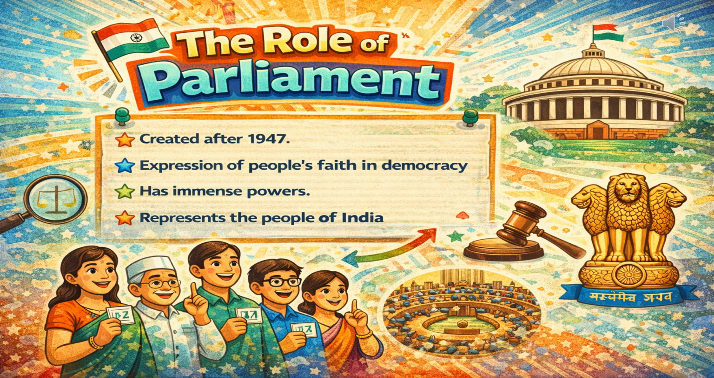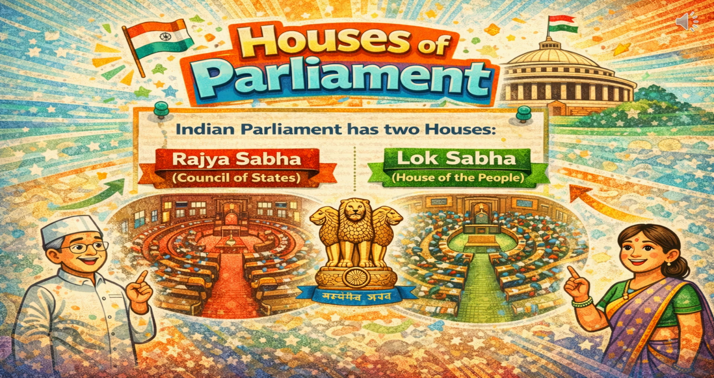After independence in 1947, parliament became the voice of the people. It shows the people's faith in democracy. Parliament has immense powers and represents the entire nation. Let us now understand its structure. The Indian Parliament has two houses: a Rajya Sabha, the Council of States; a Lok Sabha, the House of the People. Both houses work together to make laws for the country.